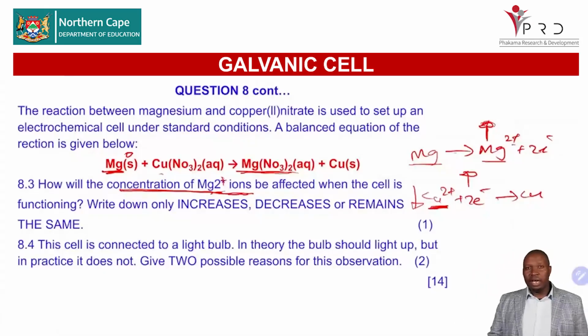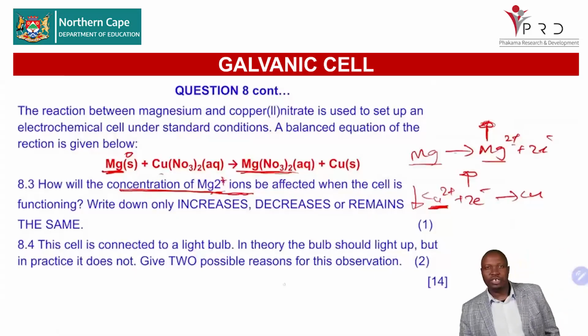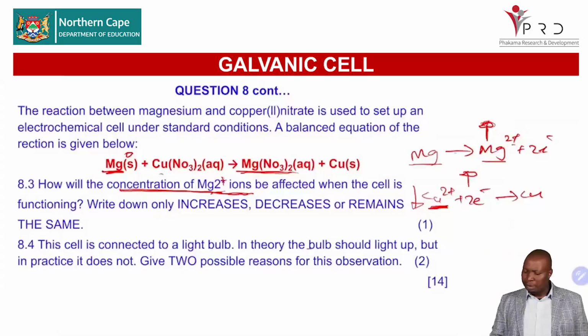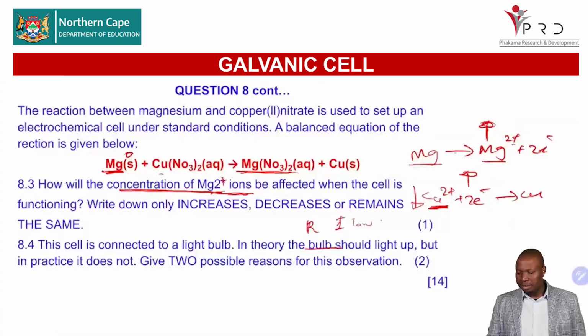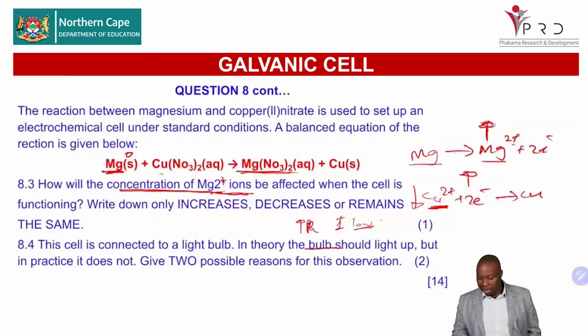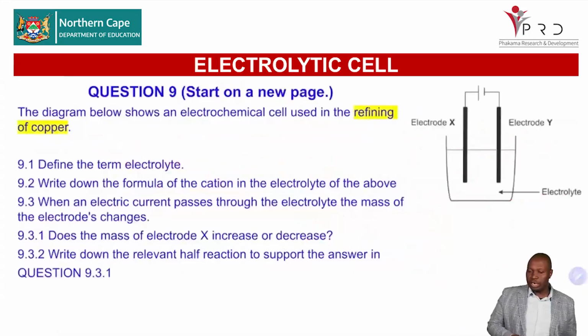And then they asked a question there that says the cell is connected to a light bulb. In theory, the bulb should light up, but in practice, it does not. What can be the possible reason for this observation? Remember, the light bulb has what? Resistance. And you will find that the current that is being supplied is low. So when you have high resistance and low current, definitely the light bulb won't light. So you are able to explain that and be able to do that question.